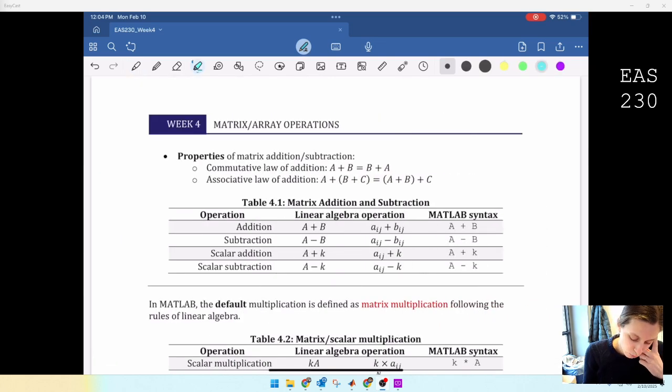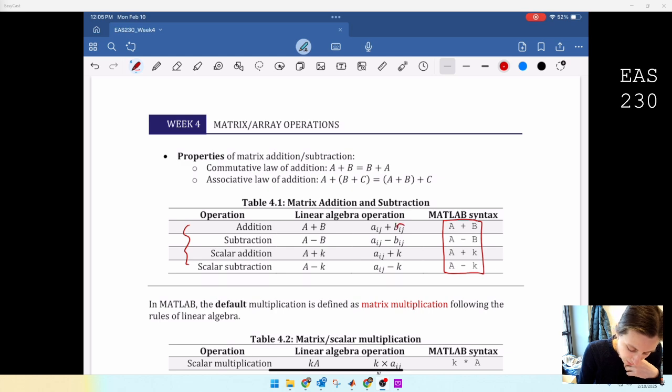Properties: it doesn't matter if I do it out of order, A plus B, B plus A, it'll be the same thing. Doesn't matter if I do B plus C first or A plus B first, same thing. So here is our definition of linear algebra. If I do A plus B, here's my MATLAB syntax. A minus B, MATLAB syntax.